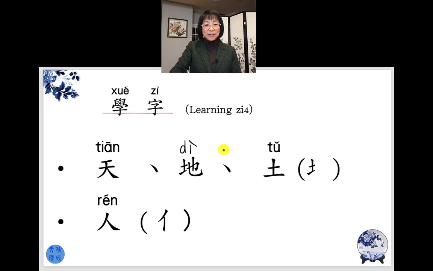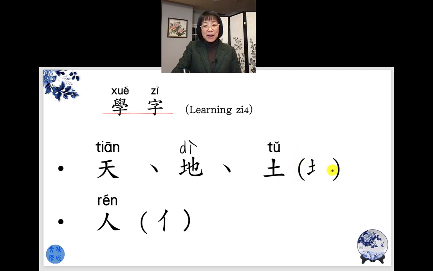Second character, di. Fourth tone, di. Third one, tu. Third tone, tu. Last character, ren. Second tone, ren.